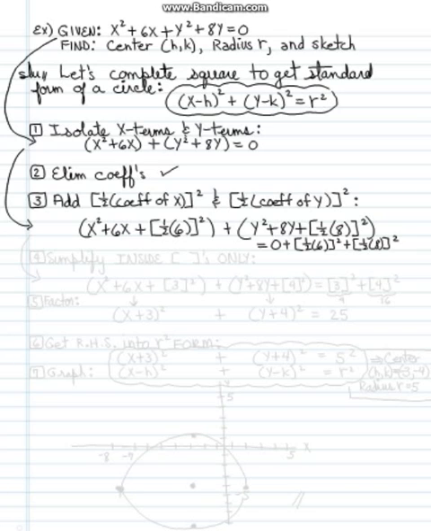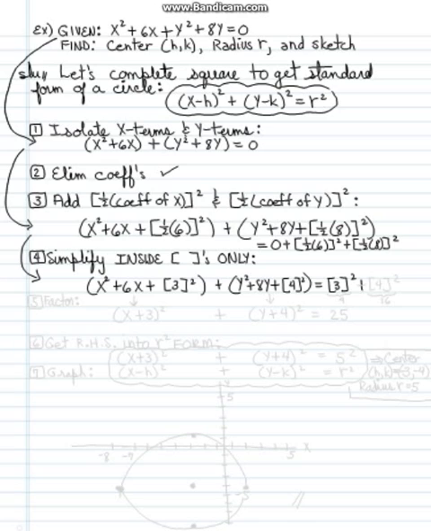Okay, looks like we're ready for step 4. Step 4 says simplify inside the brackets only. Don't simplify more than that yet. So that means we have (x squared plus 6x plus (half of 6 is a positive 3) squared) plus (y squared plus 8y plus (half of 8 is 4) squared) equals the other side, we have half of 6, which is 3, squared, plus half of 8, which is 4, squared.